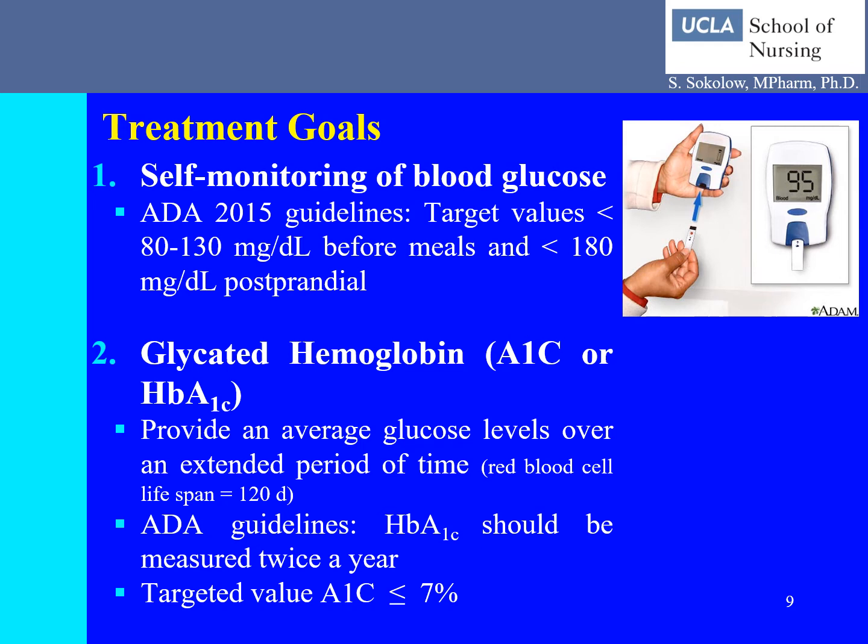And now for the glycated hemoglobin, the A1C, which, as I mentioned earlier, provides an average glucose level over an extended period of time. So basically it's during the lifespan of red blood cells, which is about 120 days. And so the ADA guideline is that the A1C should be measured twice a year and that the target value should be lower than 7%.